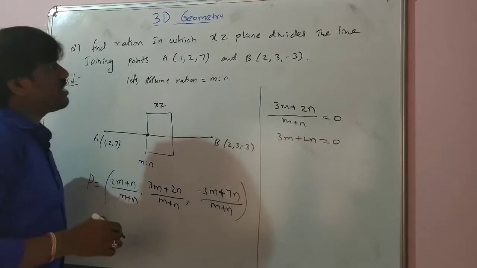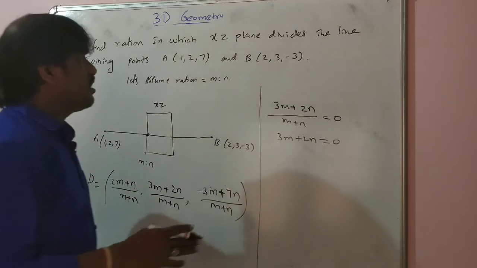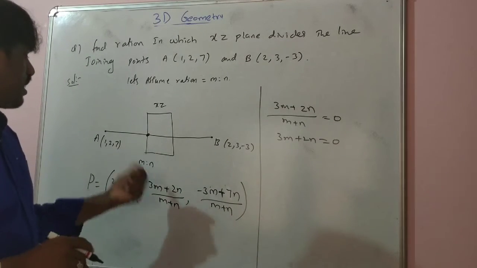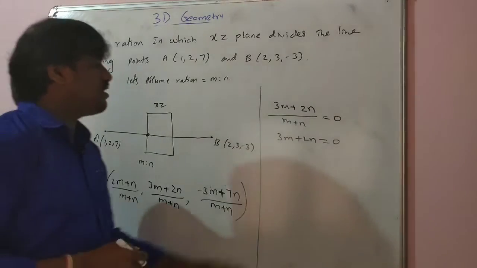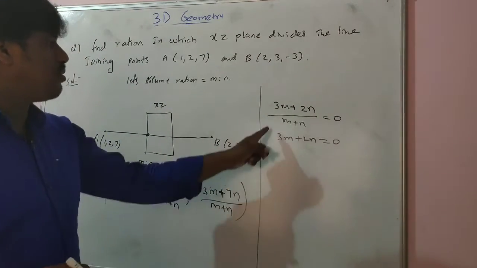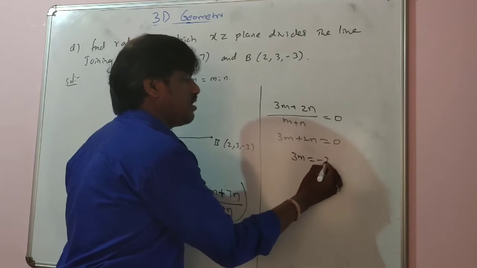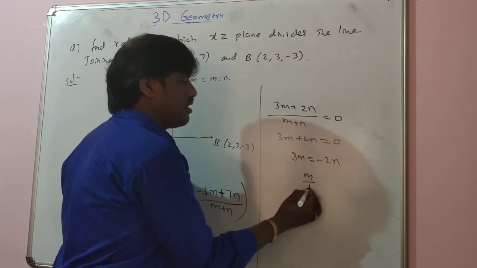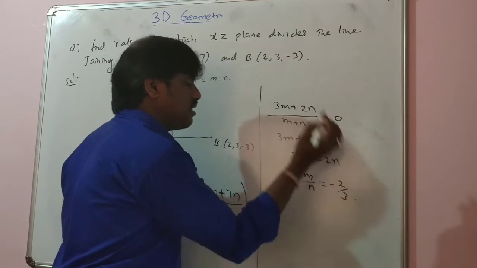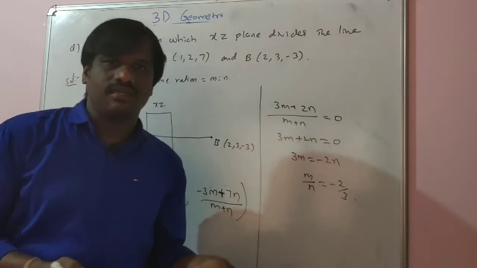I think it is the xz plane or the yz plane, I just need to check it. However, if it is the xz plane, y is equal to 0. Actually, it should be the xy plane. Okay, fine. However, it may be the xz plane. So m + n is not equal to 0, so 3m is equal to -2n. Then m by n is equal to -2 by 3. So 2:3, externally it is dividing. The meaning of minus is externally.